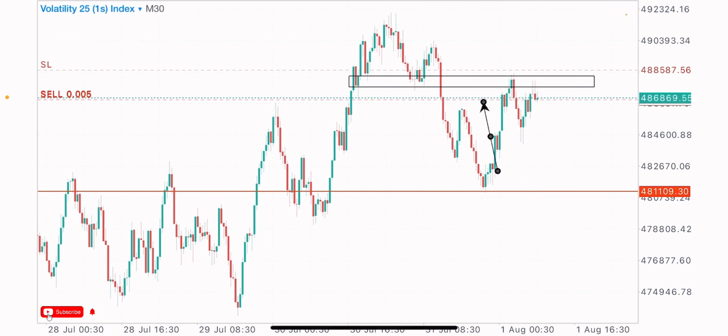So why did I take this trade? Why did I take the sells on V251S index? I'll be sharing with you guys this simple break and retest strategy that I used in taking the sells on V251S index. Do well to stay to the end of the video to get every detail on this analysis and strategy.